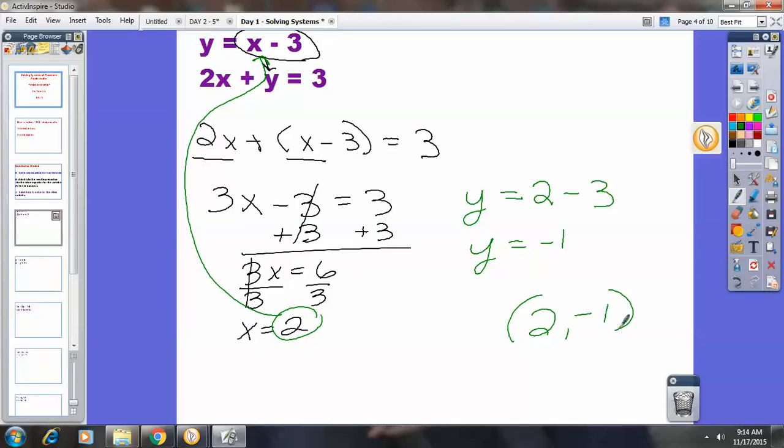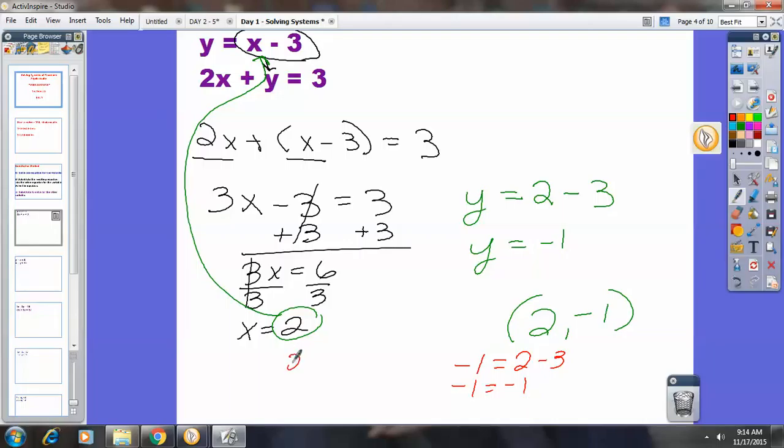We can easily check our answer to be sure that it's a solution. Remember, if a number is a solution, then it works when we plug it back in. So if I put this ordered pair back into the original equations, it should work. So I'm going to put 2 for x and negative 1 in for y. So negative 1 equals 2 minus 3. 2 minus 3 is negative 1. It worked. It was equal on both sides when I plugged it back in, so I know that it worked for the first equation. Now let's write the second equation.